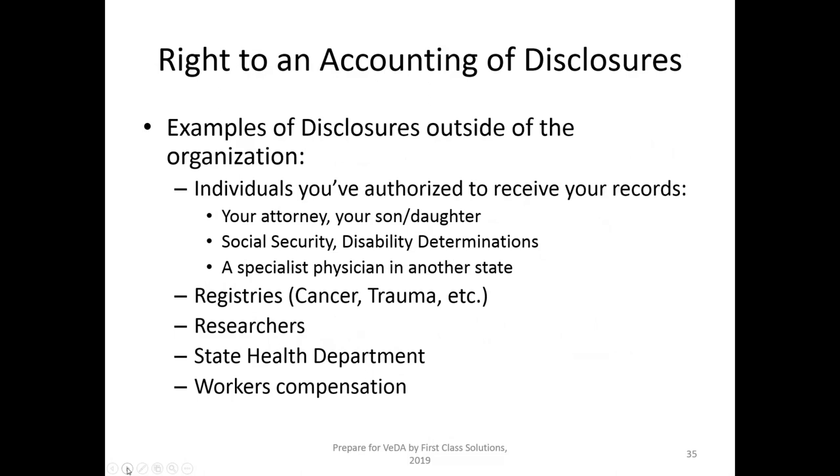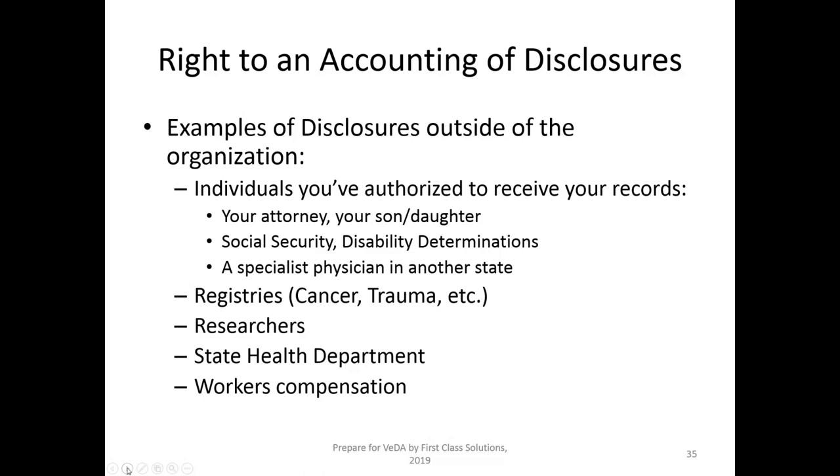Examples of disclosures outside of the organization include those where you've authorized individuals to receive your records. Maybe it might be your attorney, Social Security, disability determinations, a specialist. But entities you might not be aware of to whom your records were disclosed could include state or other registries. The state often has a number of registries that healthcare providers are mandated to participate in. Those might include cancer, trauma. There's also congenital anomalies and a number of other conditions that are tracked by the state.